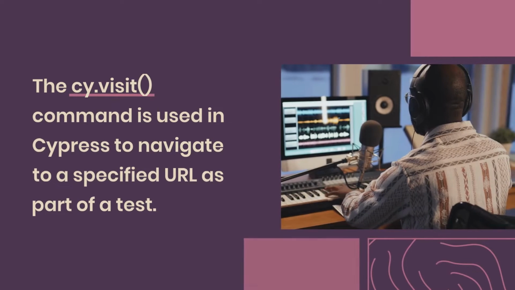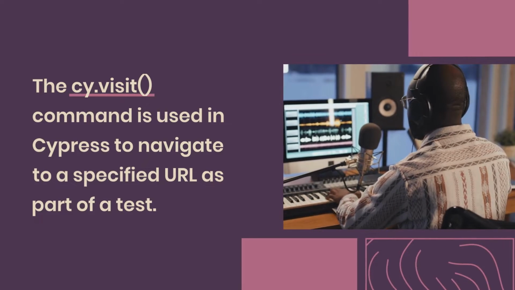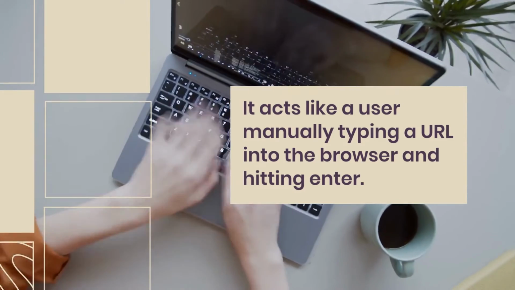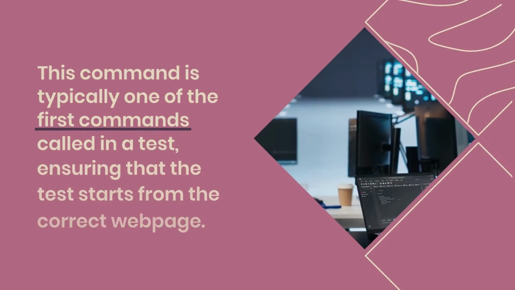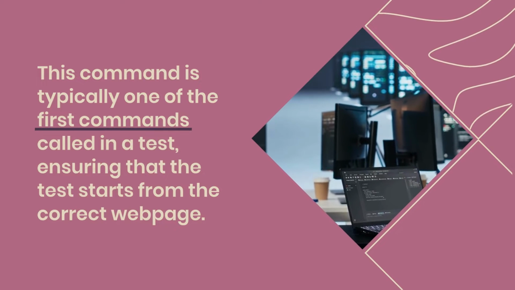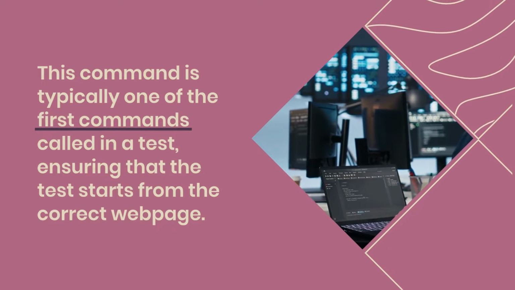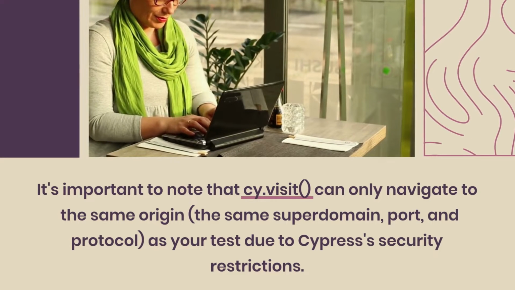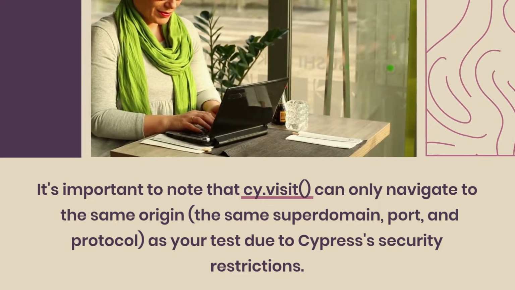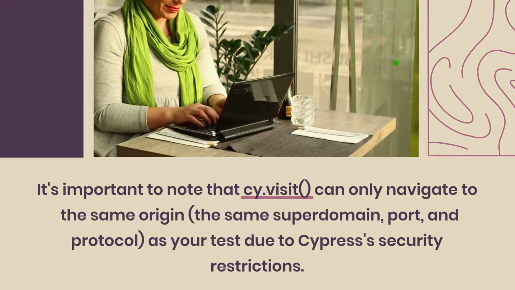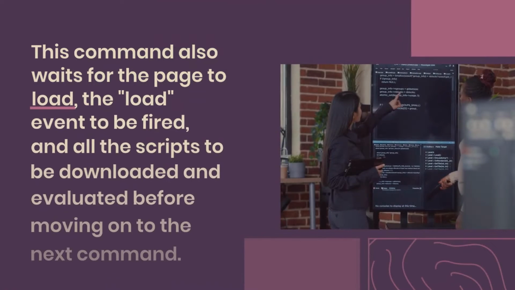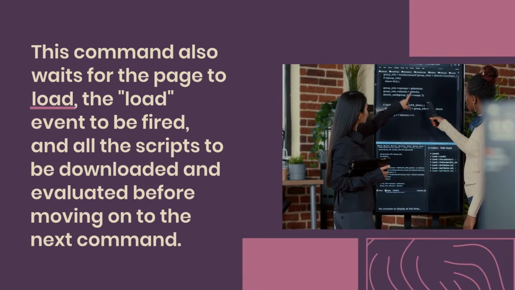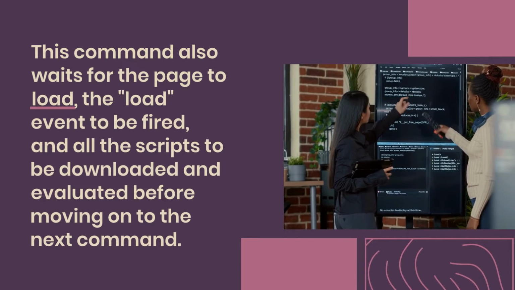10. What is the purpose of the visit command? The visit command is used in Cypress to navigate to a specified URL as part of a test. It acts like a user manually typing a URL into the browser and hitting enter. This command is typically one of the first commands called in a test, ensuring that the test starts from the correct web page. It's important to note that visit can only navigate to the same origin, the same superdomain, port, and protocol as your test due to Cypress's security restrictions. This command also waits for the page to load, the load event to be fired, and all the scripts to be downloaded and evaluated before moving on to the next command.